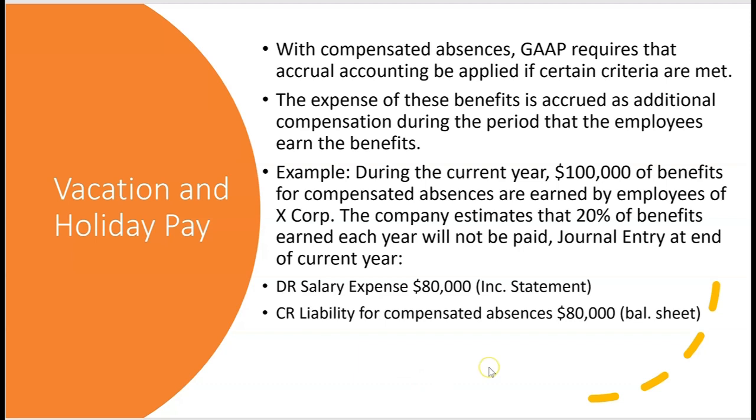So nobody's getting paid yet, but they're taking an expense and a liability for what they fully expect that they will pay out in the next year or so. The expense goes on the income statement and that'll get closed out at the end of the year. The liability goes on the balance sheet and this year's ending balance will be next year's beginning balance for liability for compensated absences. So what if there was already a balance?